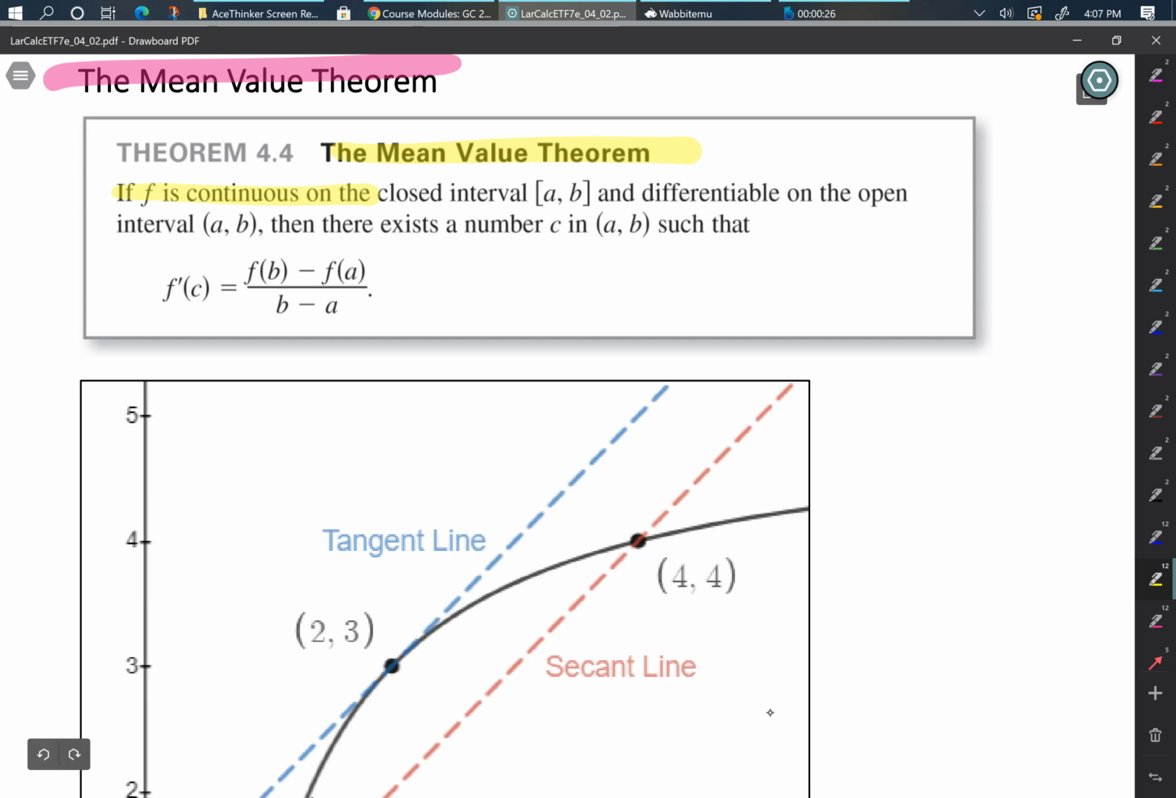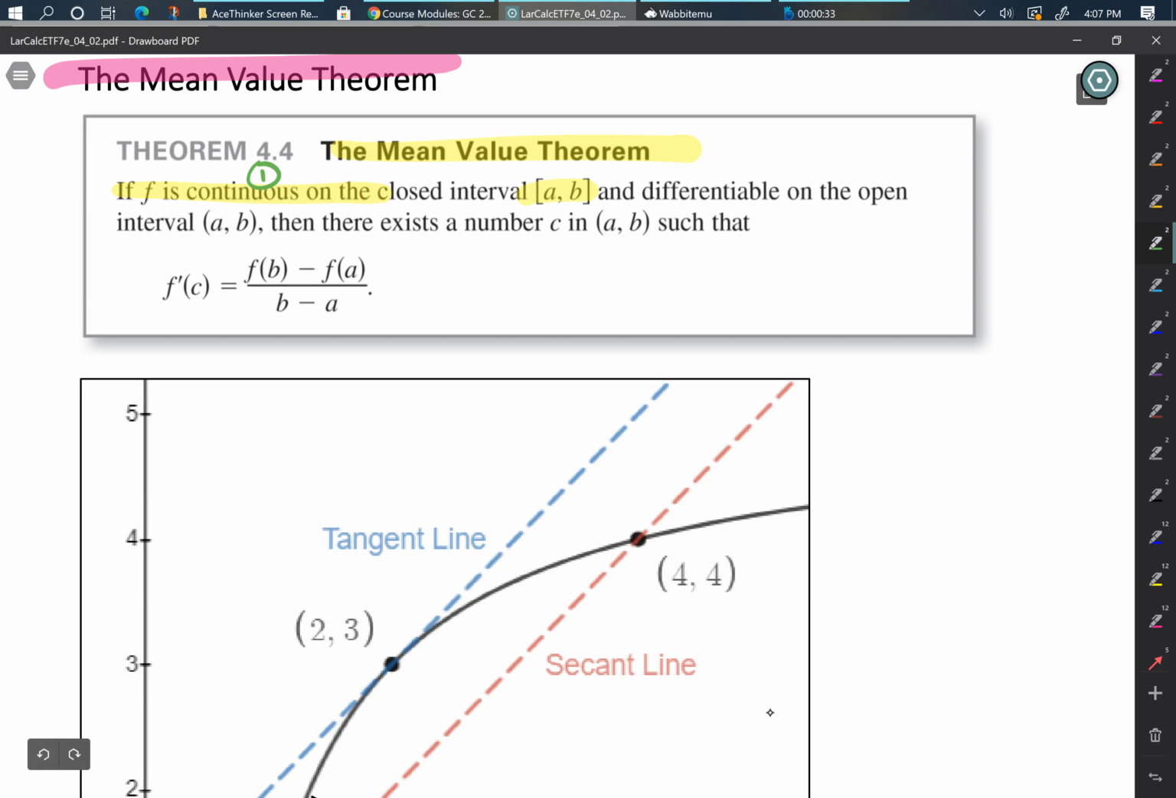It starts out sounding a lot like Rolle's Theorem. It says, if f is continuous on a closed interval a to b, that's the same as the number 1 requirement for Rolle's Theorem, and differentiable on an open interval a, b, well, that's the same as the number 2 requirement for Rolle's Theorem. But then it hops right into the word then. So that third requirement of Rolle's Theorem no longer exists. That is, f of a does not have to be equal to f of b.